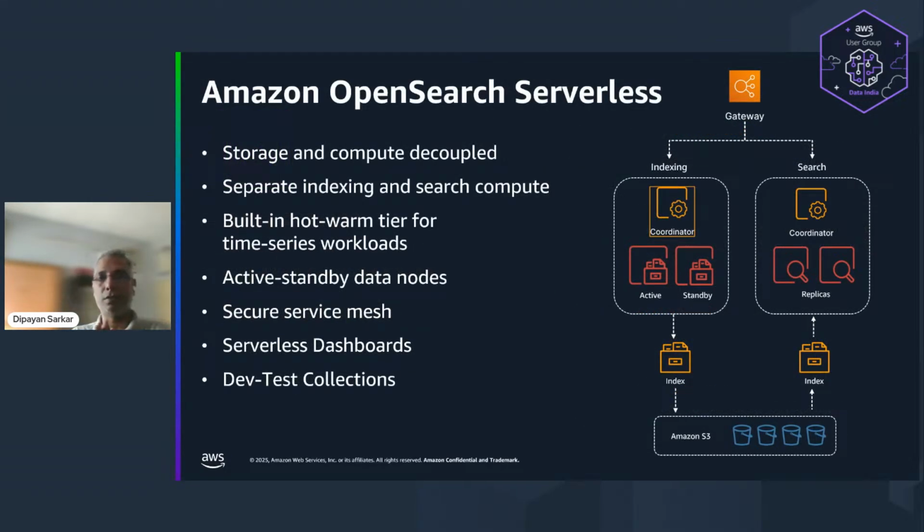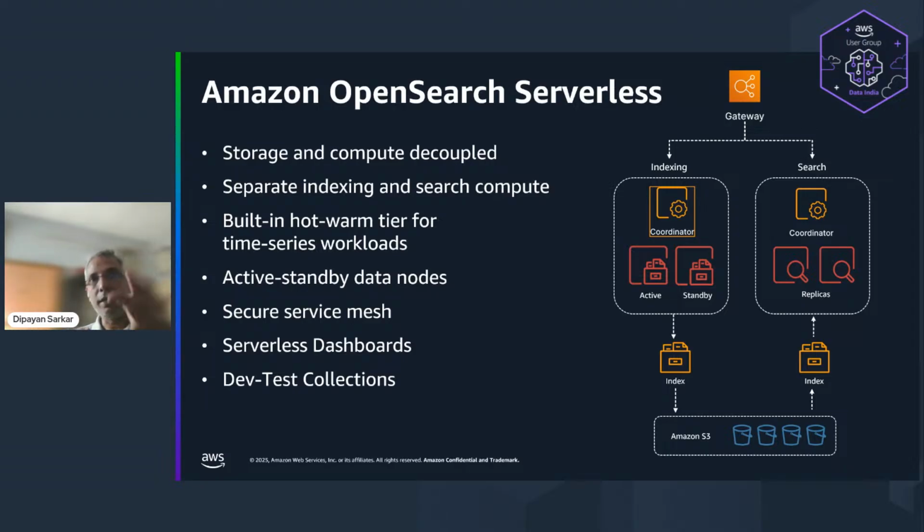If you look into the architecture of serverless, serverless is a completely decoupled architecture. So there is indexing and there is search, right? Indexing means you are writing into the cluster. Search means you are searching the data which you have stored inside the index of the cluster. So what AWS has done is we have OCU, which we call OpenSearch Compute Unit. So indexing uses separate OCUs. Search is also using separate OCUs, and data is stored in the OpenSearch managed storage, right? So you can see it's a completely decoupled architecture.